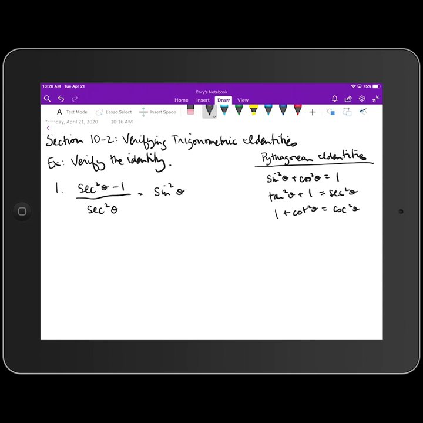And then when we divide both sides of that equation by cosine squared, we get tangent squared plus 1 is equal to secant squared. And then when we take that first Pythagorean identity and divide both sides by sine squared, we get 1 plus cotangent squared is equal to cosecant squared. So today we have 6 examples that we're going to look at, which deal with verifying the identity. So the first one we have secant squared minus 1 divided by secant squared is equal to sine squared.